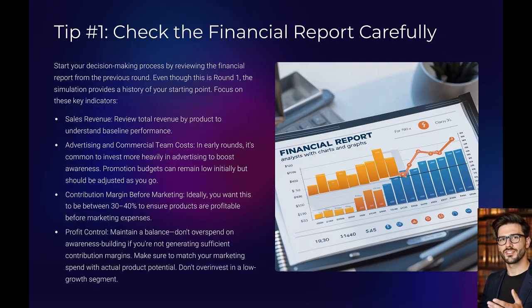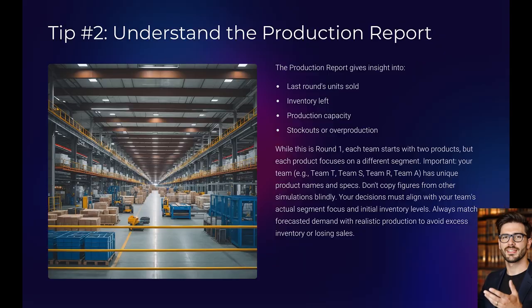Tip number 2, understand the production report. The production report gives insight into last round's units sold, inventory left, production capacity, stockouts or overproduction. While this is round 1, each team starts with 2 products, but each product focuses on a different segment. Important: your team, e.g., Team T, Team S, Team R, Team A, has unique product names and specs. Don't copy figures from other simulations blindly. Your decisions must align with your team's actual segment focus and initial inventory levels. Always match forecasted demand with realistic production to avoid excess inventory or losing sales.